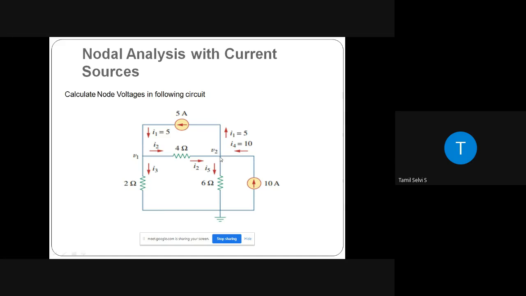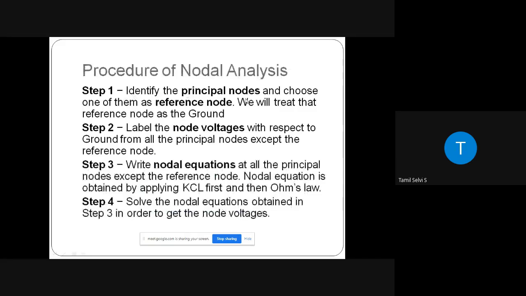We can't treat this one as ground because the supply is feeding current toward this point. Here there may be a chance, but the current direction is toward this node also, so this node also can't be treated as ground. This is the node we can treat as ground, so this will be considered the reference node. In the first step, we identify the principal nodes and choose one of them as the reference node, and that reference node acts as the ground.